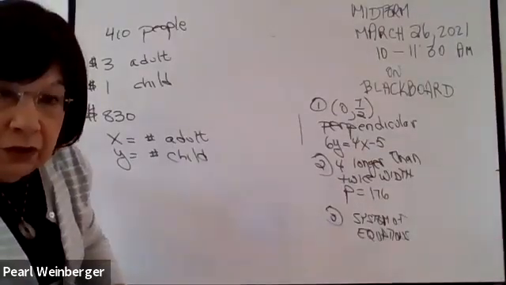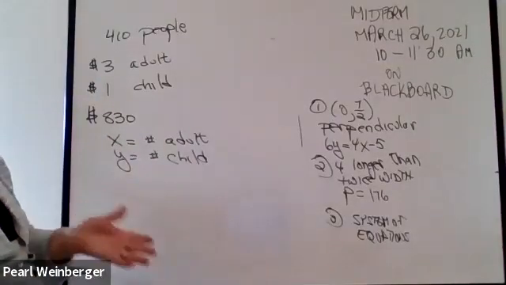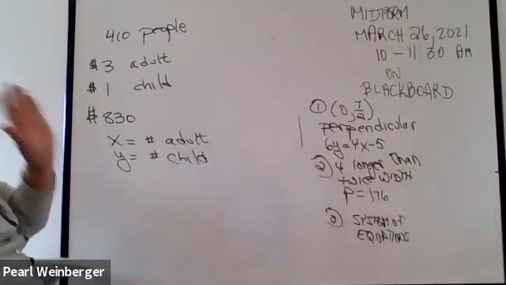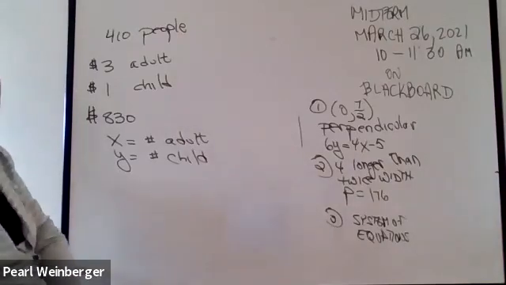Just know the variable stands for the total of everything. Excuse me, I'm sorry, I didn't hear your question. The $830 is the total amount of money, right? Total from both types of tickets. Okay. So we can write 410 people and then $3 adult ticket, $1 for each child, and the total is $830. Right. Okay, what's my first equation that I'm gonna get?